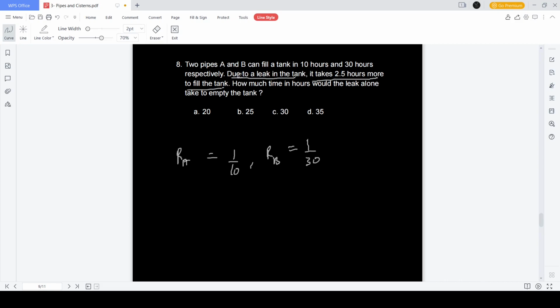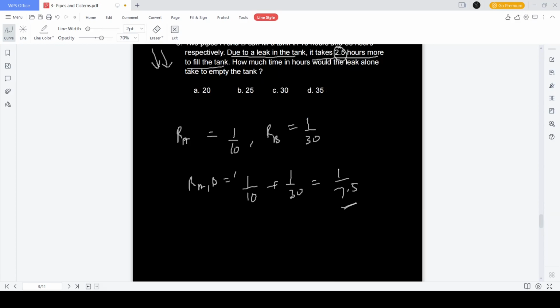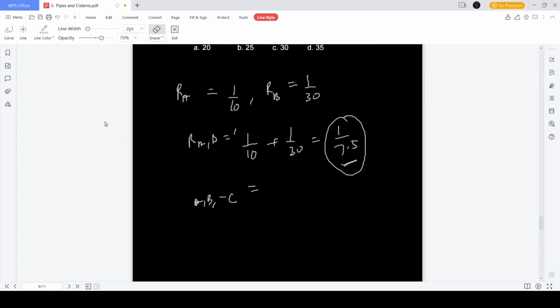The question is not exactly clear about when it takes 2.5 hours more. So let's assume A and B are open together, and then it takes 2.5 hours more to fill the tank because of the leak. If A and B are open together, the rate of A and B would be 1 by 10 plus 1 by 30, which is 4 by 30, 1 by 7.5. So it would take 7.5 hours to fill the tank if A and B were open together.